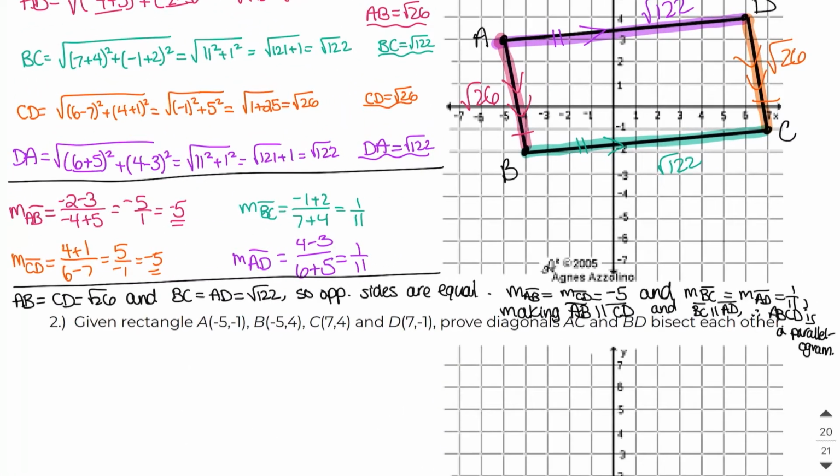It's not a square because we don't have congruent sides. It's not a rectangle because we don't have right angles. It's not a rhombus because we don't have congruent sides. So all we can say here is that it is a parallelogram, which is quite a bit, to be honest. Okay? All right, and that's it for number 1.